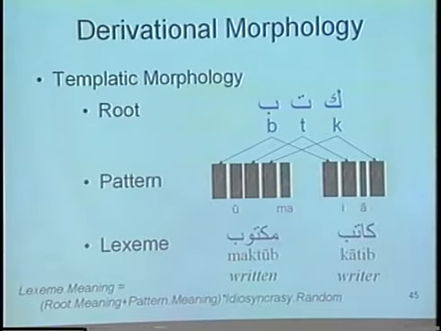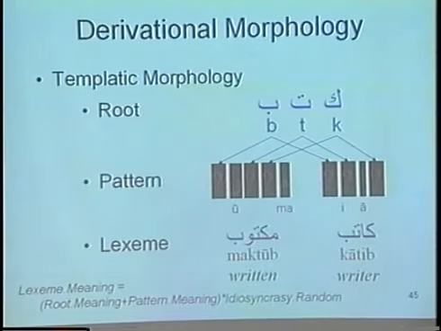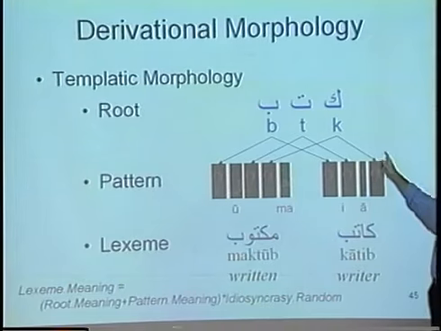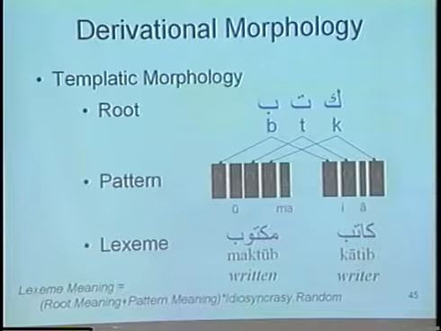So the root here is a very abstract concept. So KTB is the concept of something that has to do with writing. So it covers a lot of words that are derived from it. How many radicals do we have here? Three. Here you have three radicals, yes. Because K by itself means something? Well, not that the K by itself means something. The combination of K, T, and B together is what gives you the root in this case.